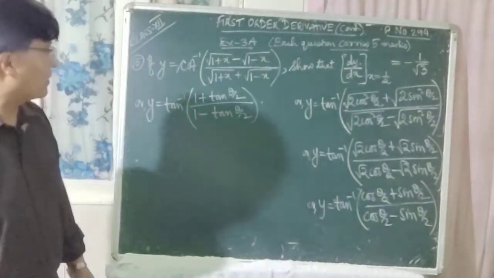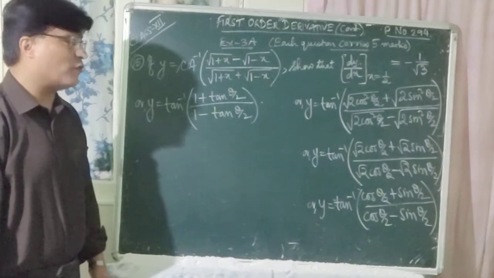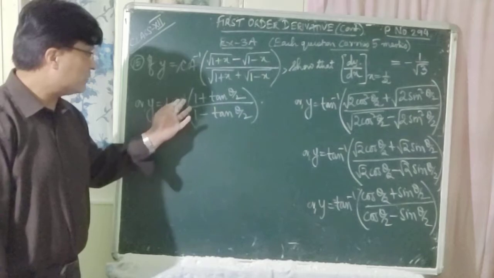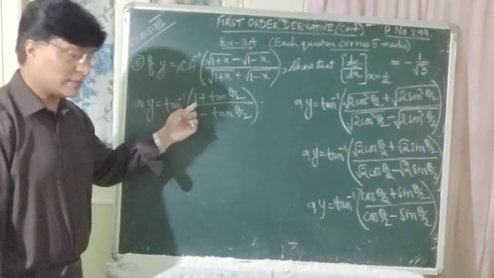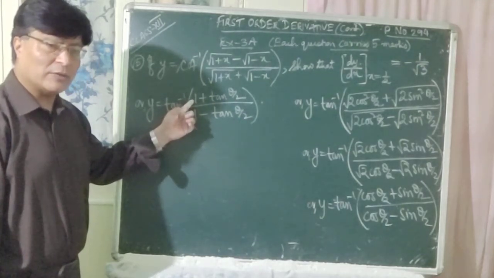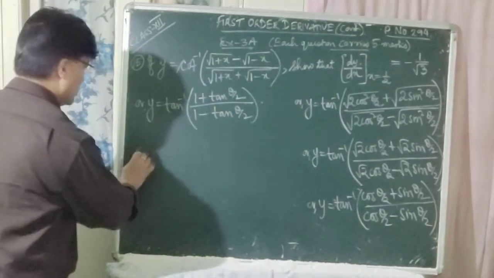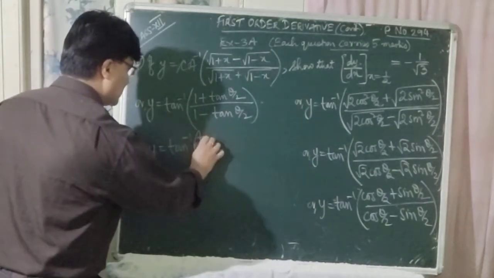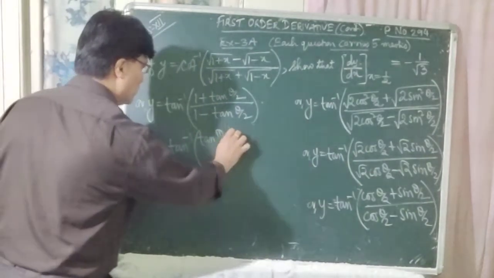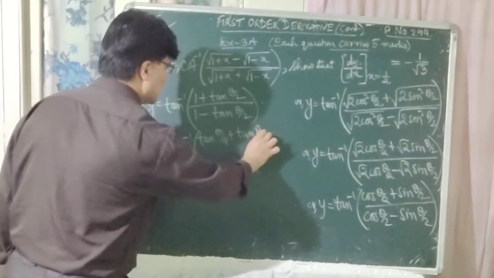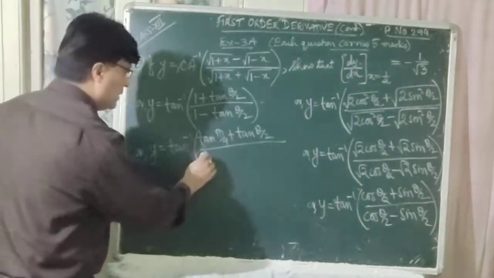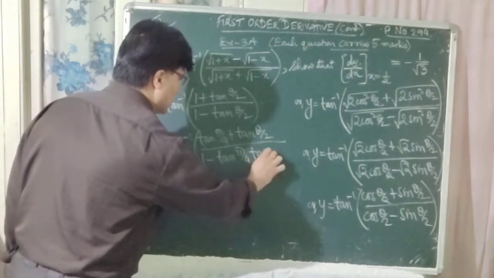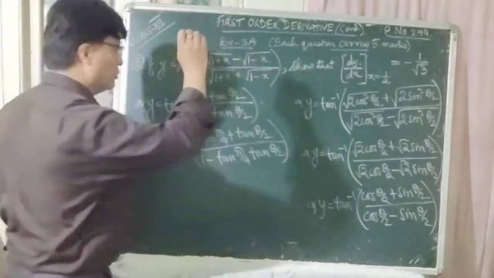Now what will you do? So you can convert it into the form of what? Tan inverse, this is 1, isn't it? Instead of 1 you can write tan pi by 4, right? Or y is equal to tan inverse, within bracket instead of 1 you write tan pi by 4 plus tan theta by 2 divided by 1 minus tan pi by 4 tan theta by 2.